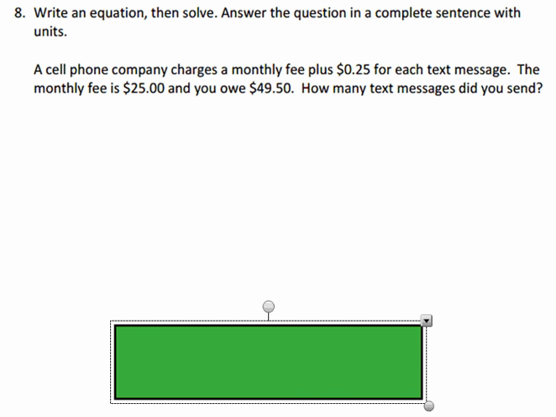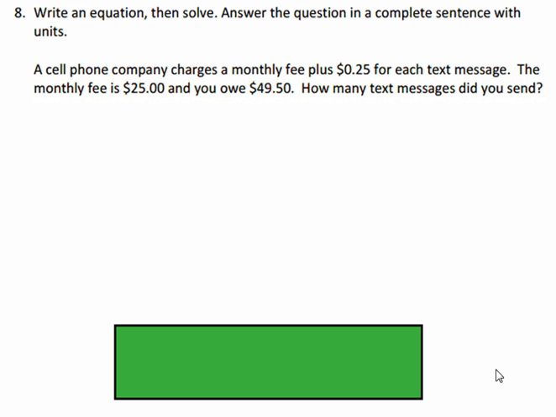Next, write an equation, then solve. Answer the question in a complete sentence with units. A cell phone company charges a monthly fee plus 25 cents per text message. The monthly fee is $25 and you owe $49.50. How many text messages did you send?